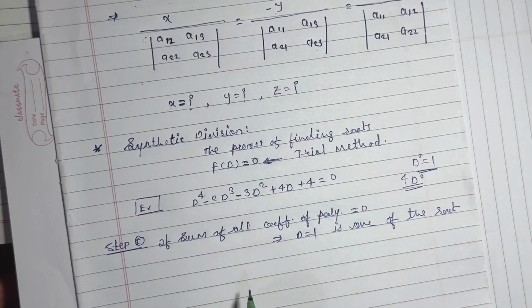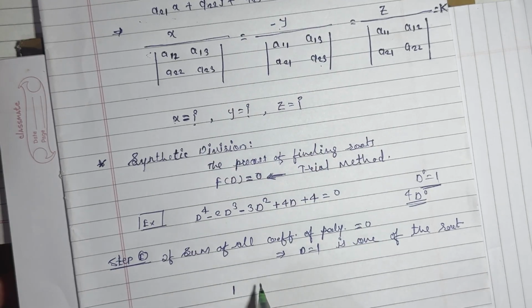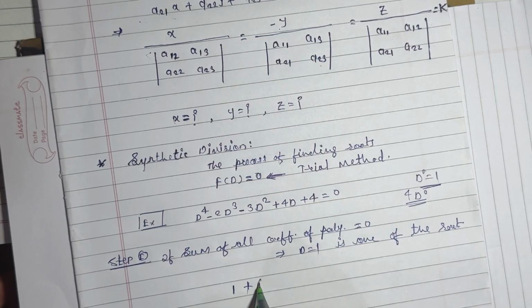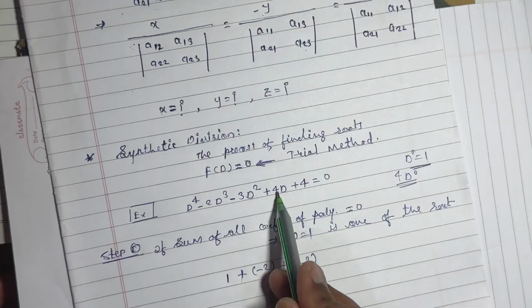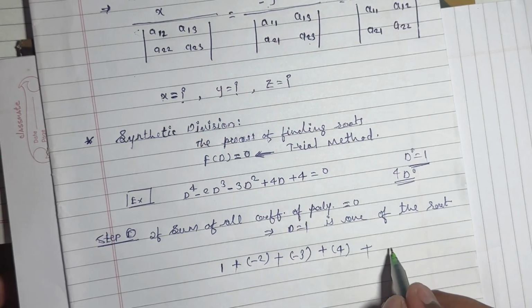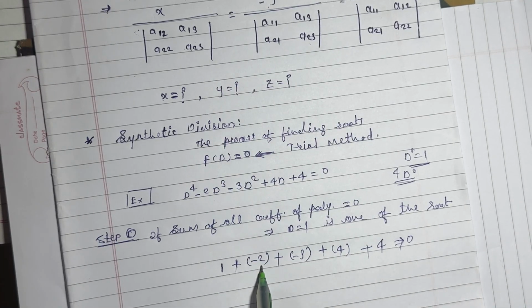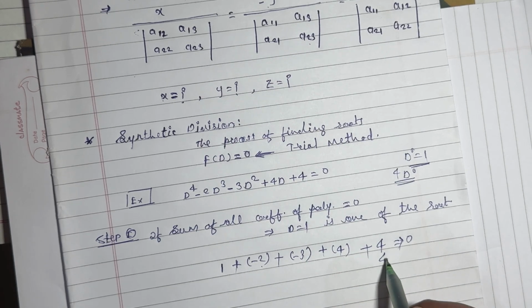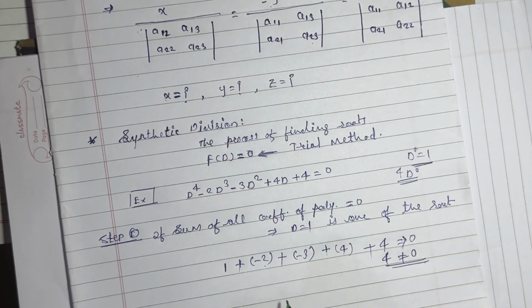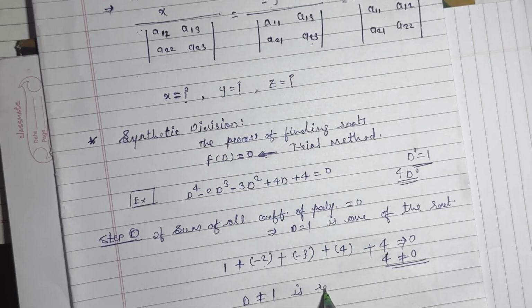Now find the sum of all coefficients. First coefficient is 1 for d raised to 4, plus d cube has coefficient -2, plus d square has coefficient -3, plus d has coefficient 4, plus d raised to 0 has coefficient 4. See whether it goes to 0 or not. So 1 - 2 - 3 is -4, plus 4 is 0... the total 1 - 2 - 3 + 4 + 4 is 4, not equal to 0. That means d equal to 1 is not a root.